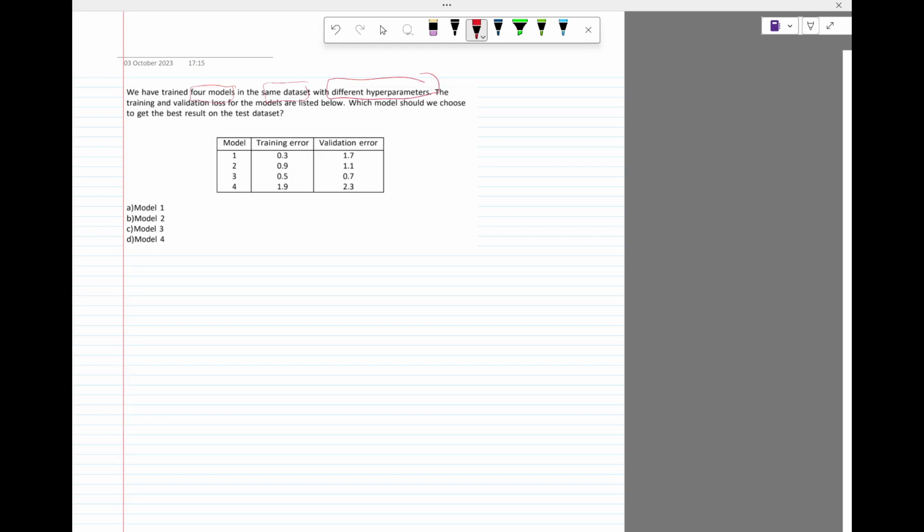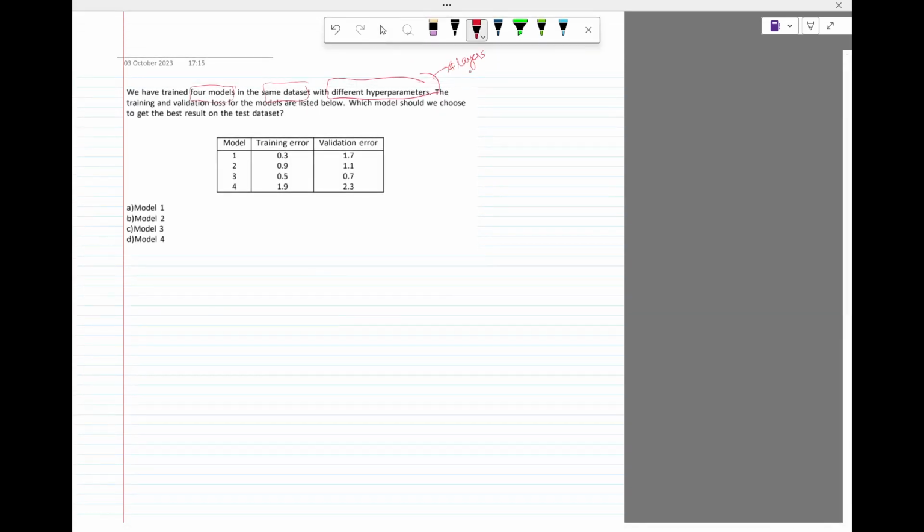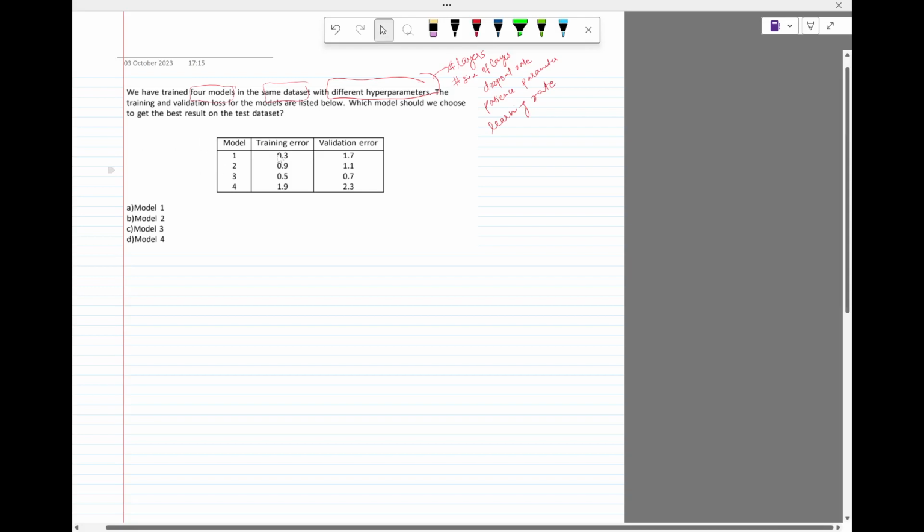So different hyperparameters could mean number of layers, size of layers, dropout rate, patience parameter, learning rate. These are different hyperparameters. That means you have trained four models with different hyperparameters, and the training and validation error that you are getting is this. So which model should we choose to get the best result on the test data?